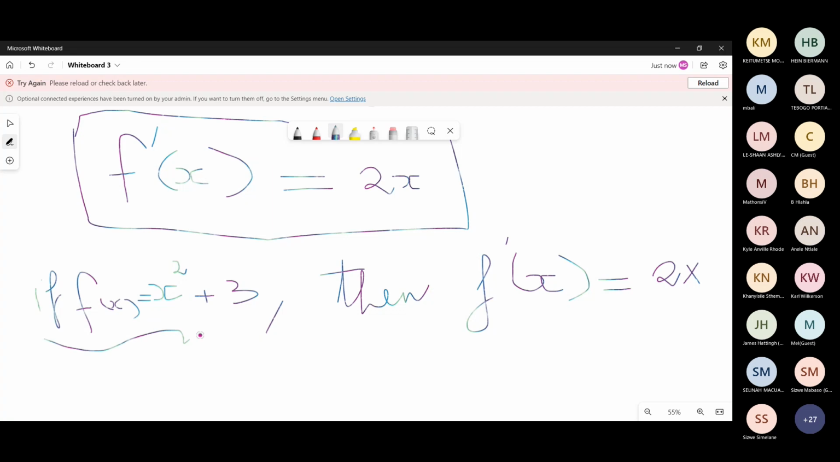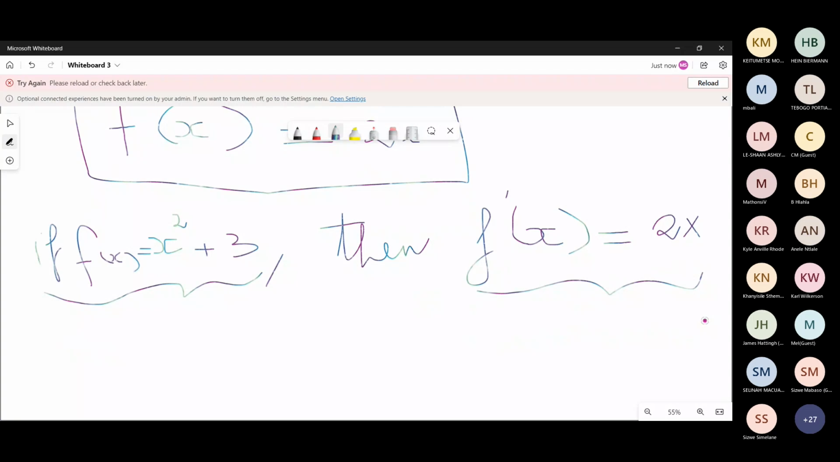And the derivative of this function is given by 2x. Luckily, we don't need to apply the definition to obtain the derivative of the functions. It will take too much time to do so. We have very good formulas that we'll use to obtain the derivative of nearly every function. But for now, that is how we define the function that we call the derivative of the function.